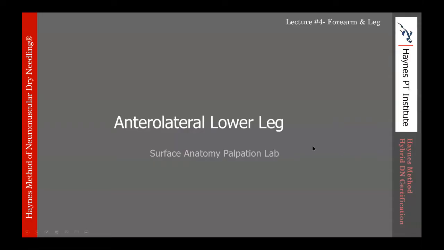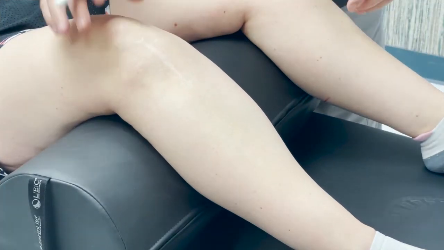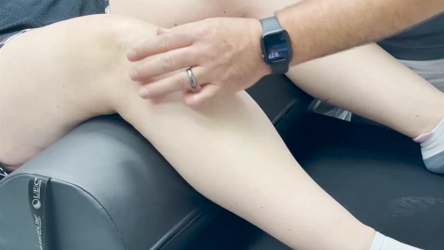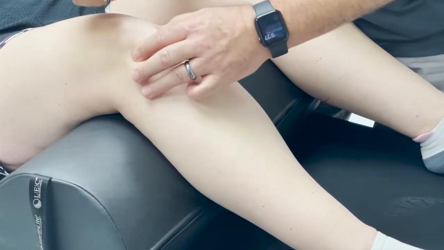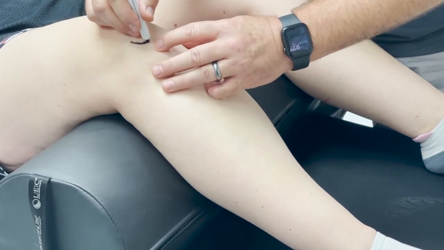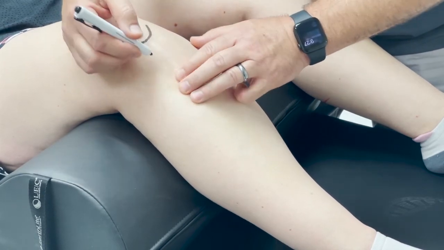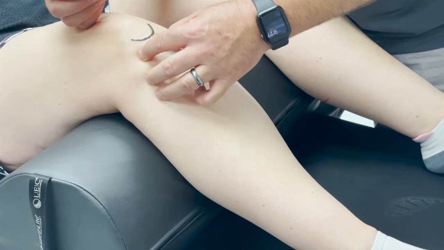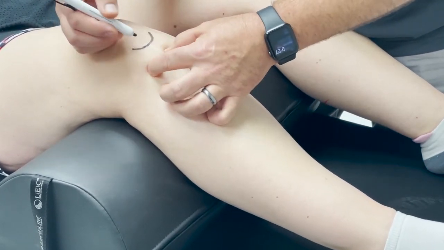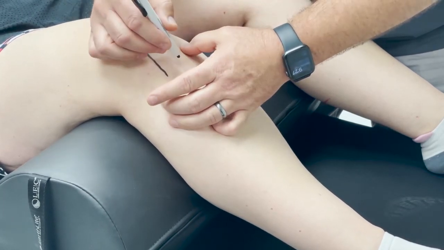All right, so our surface anatomy, we'll take a look at that. For surface anatomy of the lower leg, especially the anterolateral aspect, we want to first identify the patellar border, or the apex, the inferior pole. From here, we can have our patient extend the knee briefly to help identify the medial and lateral borders of the patellar ligament. Go ahead and relax.